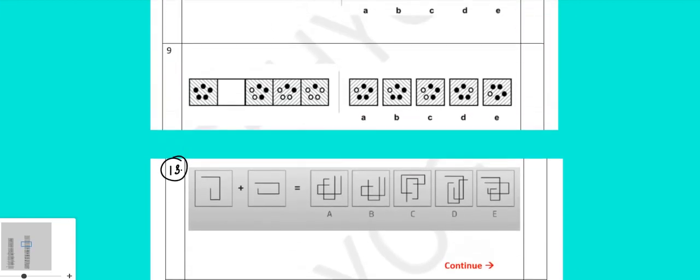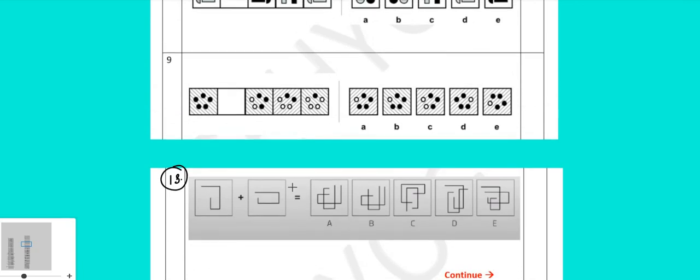Now looking at figure number 13. Here, example number 13 is our last example under the topic shape addition. This figure also might seem a bit confusing because both are likely, but we need to look carefully at it in order to find out the correct answer.